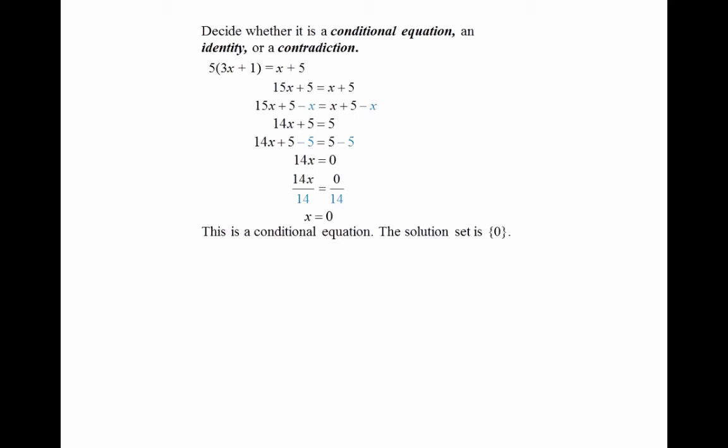Another example, decide whether it is a contradiction, identity, or conditional equation. Here we distribute the 5, combine like terms, and at the end we get x equal to 0. With x equal to 0 means we do have a solution for this. So that is a conditional equation, and the solution is 0 in this case.